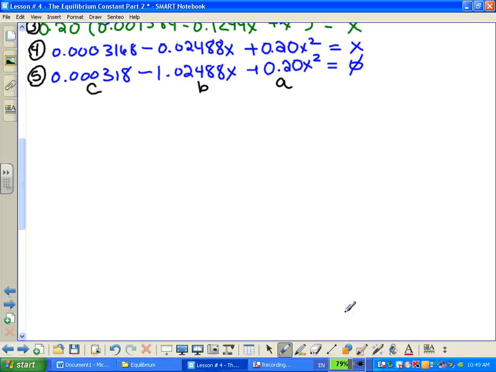So remembering our quadratic formula, I'm going to rewrite it out for us. X is equal to negative b plus or minus the square root of b squared minus 4ac divided by 2a.